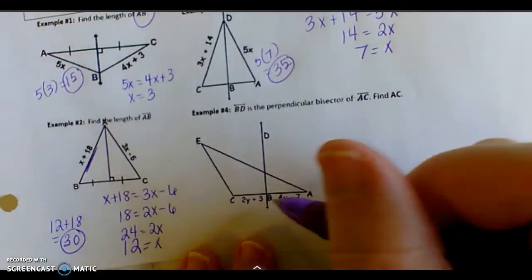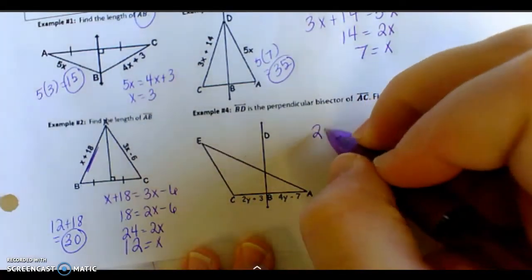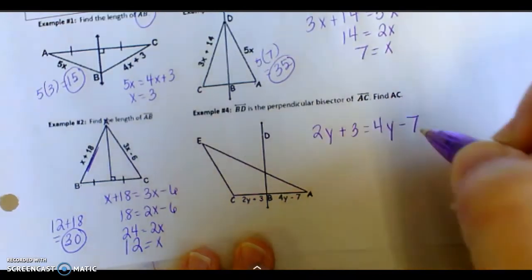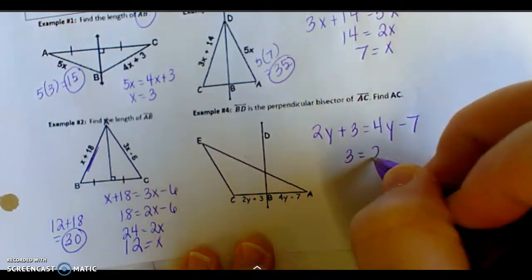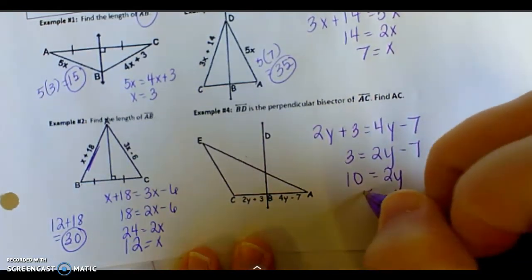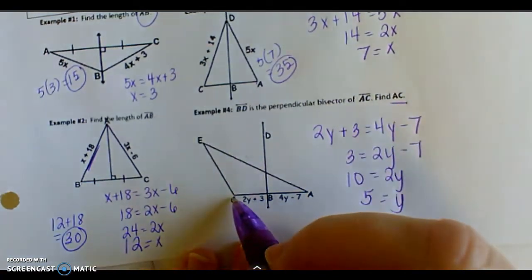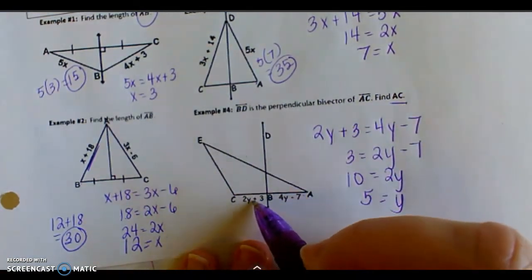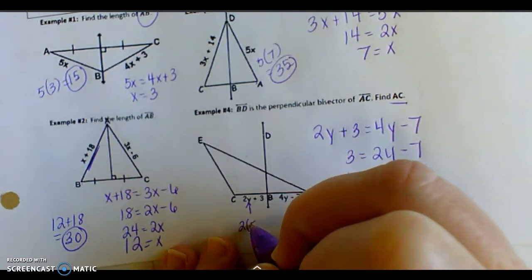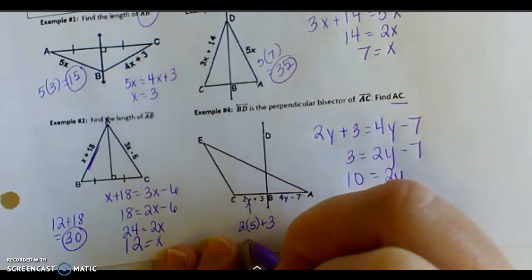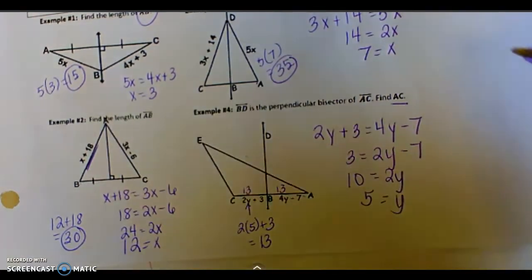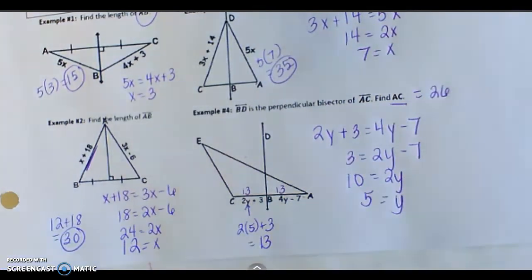Last one. I know this looks weird, but if it's a bisector, those two still equal each other. I'd probably subtract 2y on both sides and add 7. Now it says to find AC. AC is this whole thing, so I'm going to find one part and then just multiply by 2, but you could find both parts. So I'm going to plug in a 5 right there. And I get 13. Well, 13 is just this part. That means 13 is also that part. So what I'm looking for is 26.